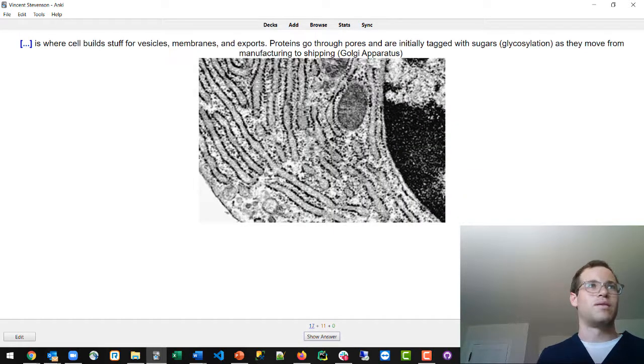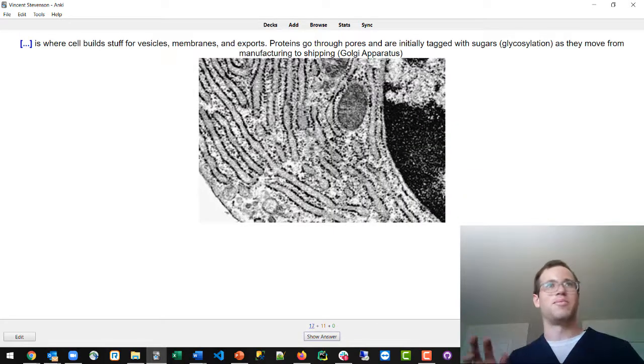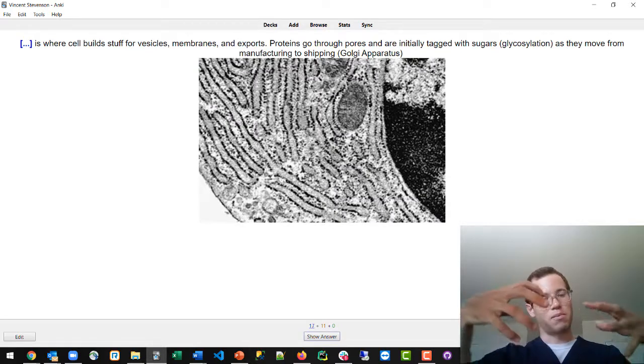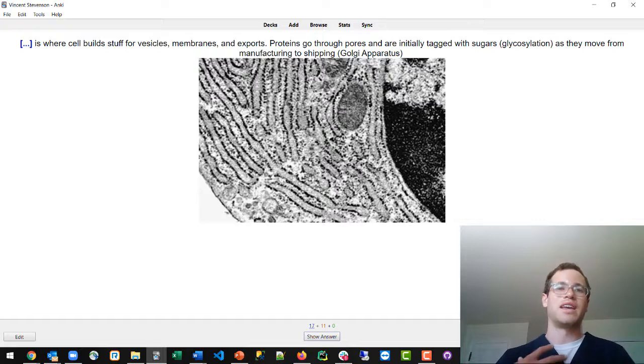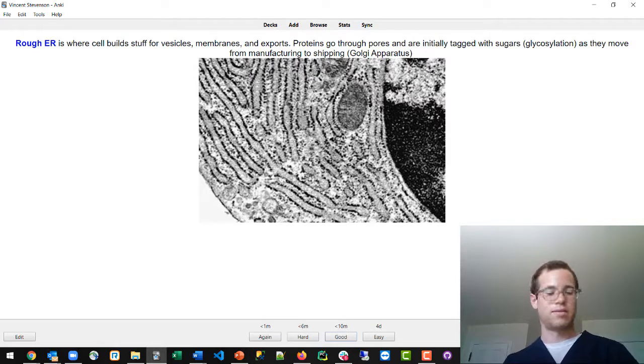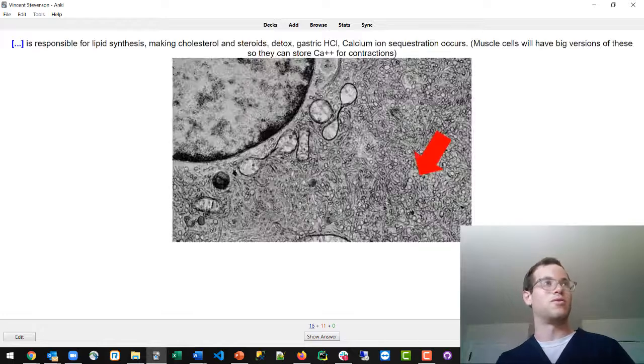And where we build stuff for vesicles, membranes, and exports is called the rough endoplasmic reticulum. And so basically what we have here are a bunch of these ribosomes that are bound onto the surface of this organelle. And we're also doing some initial tagging with sugars, so we call that glycosylation. And this allows us to actually know and identify these proteins as they're being manufactured, to know what we're going to do with them at the end of the day. So the rough endoplasmic reticulum is the important one to remember.